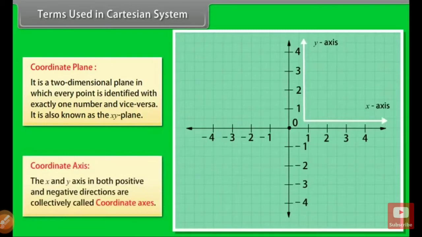Coordinate axis: the x and y axes in both positive and negative directions are collectively called the coordinate axes. So these are called coordinate axes. Okay, and this plane is known as the XY plane.